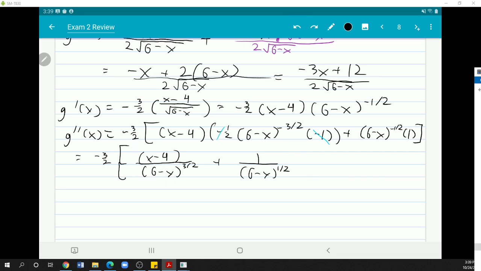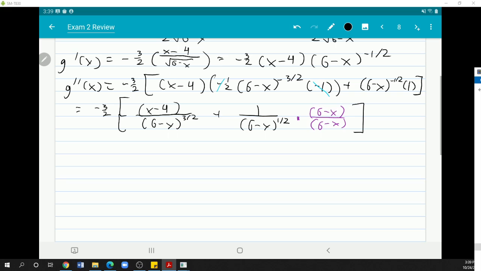And I'm going to get a common denominator for this actually, so that way I can look to find zeros. So 6 minus x times 6 minus x will give me the same powers. And I get equals minus 3/2 x minus 4. Now I know I'm going to have the same denominator, so I can just write plus 6 minus x over 6 minus x to the 3/2.